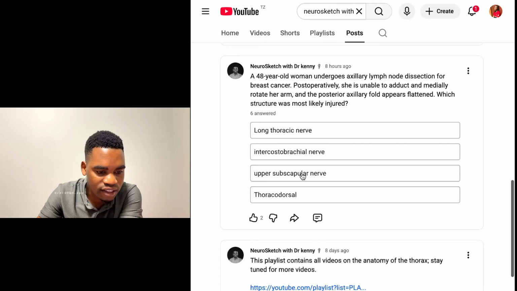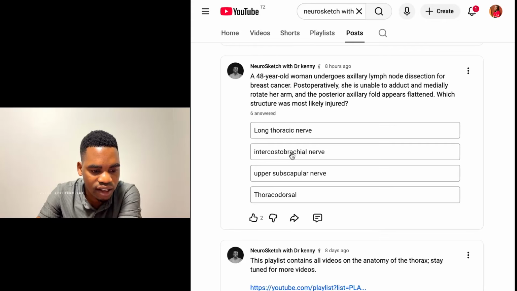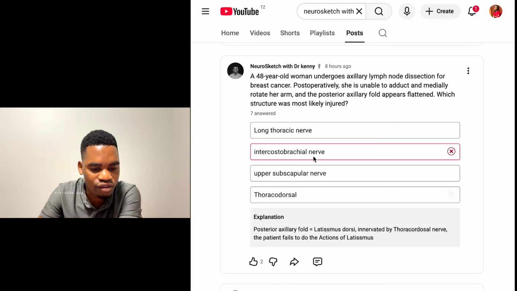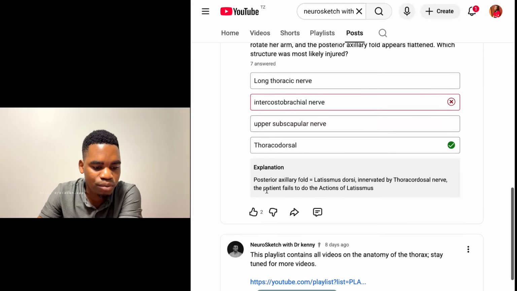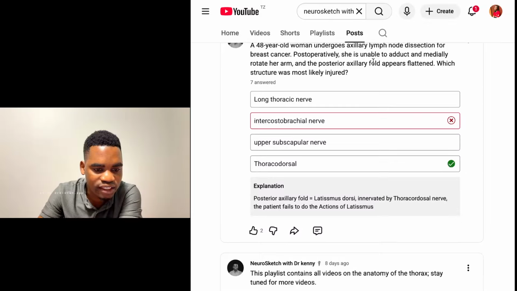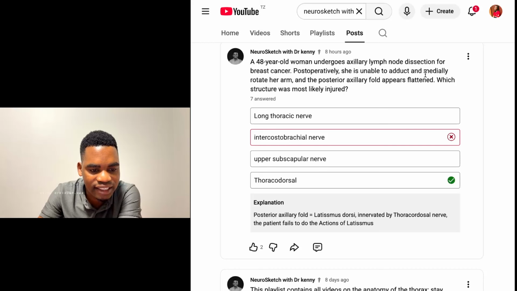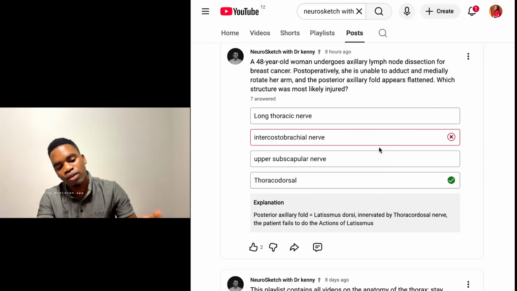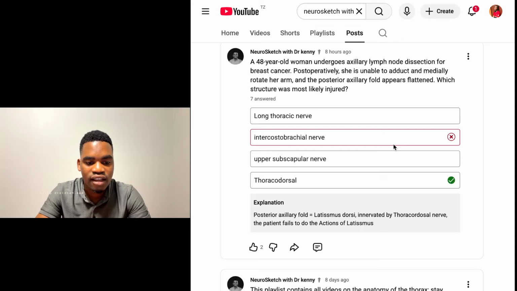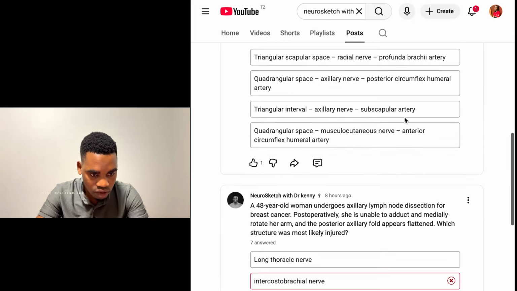Let's again assume I'm taking B as an answer. If I click B, you see B is not the answer, but D is. And here is the explanation for why D is the answer: the posterior axillary fold is made up of latissimus dorsi. Latissimus dorsi is innervated by the thoracodorsal nerve, and this patient fails to do the actions of latissimus, like adduct and medially rotate. This is one among the actions of latissimus dorsi. So this is how you'll be navigating through quizzes.